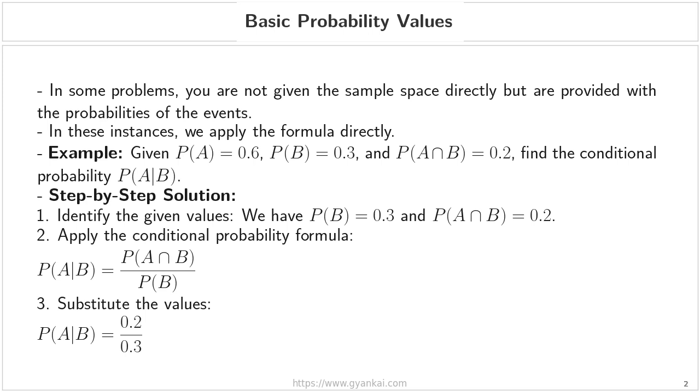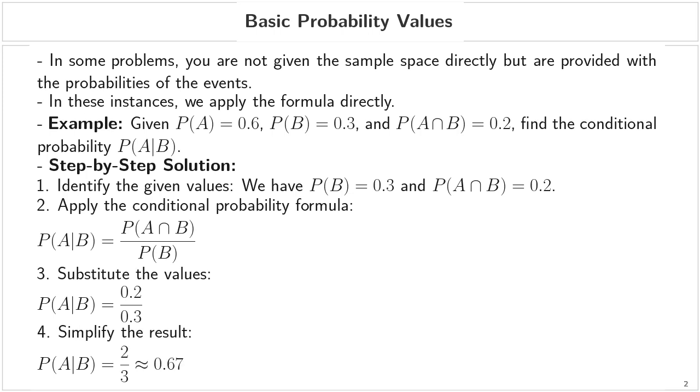Third, we substitute our known values into the formula. This gives us 0.2 divided by 0.3. Finally, we simplify the result. 0.2 over 0.3 is the same as 2/3, which is approximately 0.67. As we move into the next few slides, you'll see how this same logic applies when we go back to counting outcomes in more complex scenarios, like family compositions or drawing cards.